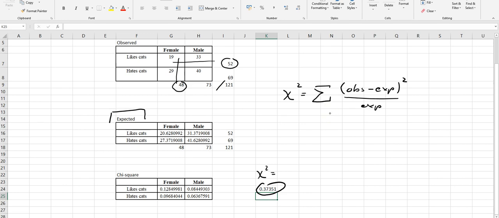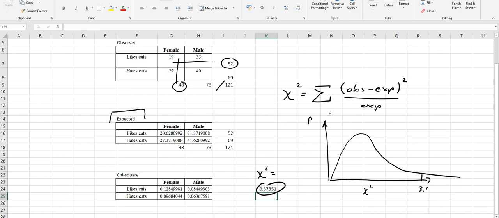Now, let's think about it. We have our chi-square distribution here. So here we have the probability, here we have the chi-square numbers, and chi-square distribution looks like that. It's not symmetrical. We know that the critical value of 3.8 is the limit for the data where we have 95% of our data located in. So that's basically our confidence interval.